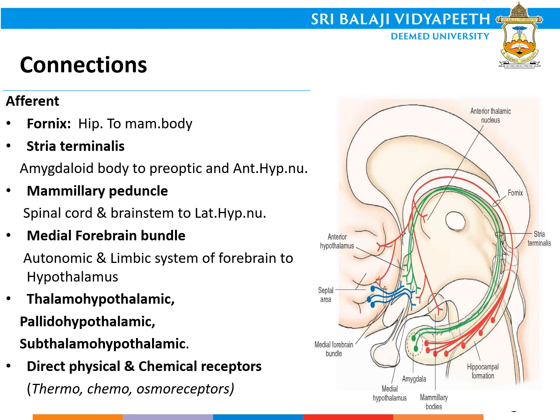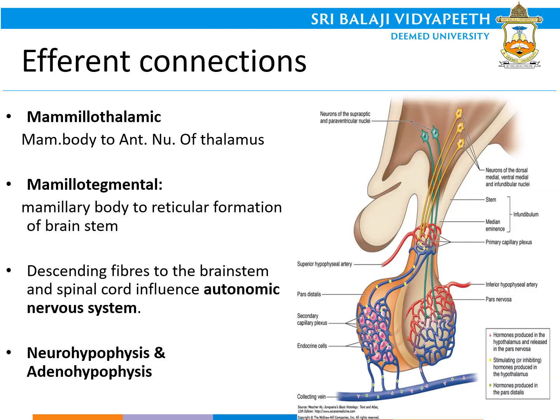The medial forebrain bundle, which connects the autonomic and limbic system of the forebrain to the hypothalamus, and the thalamo-hypothalamic, is a connection between the thalamus and the hypothalamus. The pallidohypothalamic is between the globus pallidus and the hypothalamus. The subthalamo-hypothalamic between the subthalamus and the hypothalamus. And apart from this, you have direct physical and chemical receptors in the hypothalamus which detect changes in the temperature, the changes in the pressure in the blood, and immediately send signals.